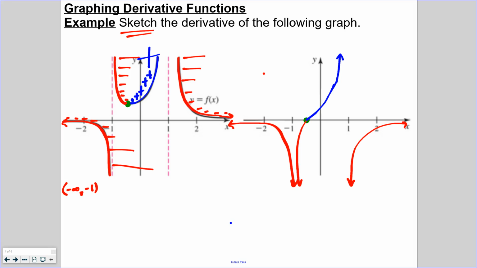All right, folks, and that is it. That is determining the graph of the derivative given the graph of any function.